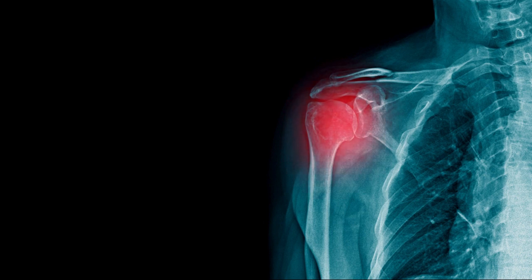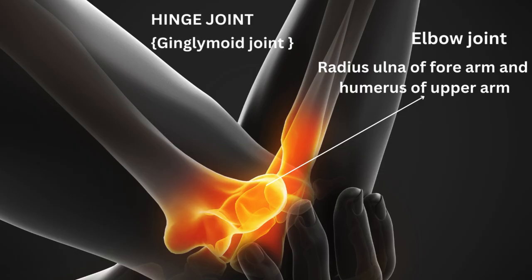So this is all about the ball and socket joint. Now let's talk about the hinge joint. This hinge joint is also called the ginglymoid joint. What is this hinge joint? In this type of joint you have a protuberance, like one extra type of condyle, at the end of one bone, and that easily fits into the depression of another bone.